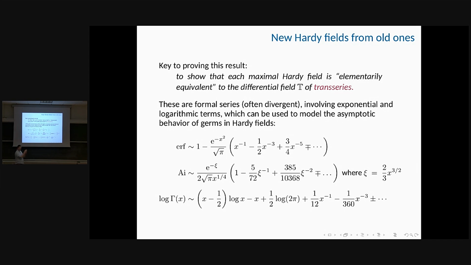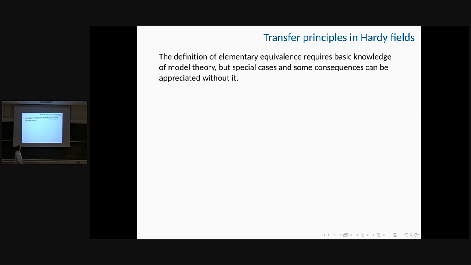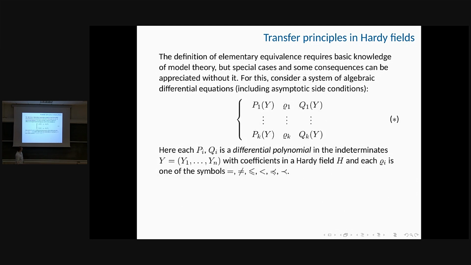They're formal series with real coefficients, and the monomials themselves are transseries, which are somehow simpler than the series whose part they are. Okay, and yeah, this definition of elementary equivalence I don't want to assume. So let me explain what this means in down-to-earth terms using systems of algebraic differential equations. So let's say we have a system, very general, of differential polynomials, maybe now with several indeterminates, and I'm not just looking at systems of equations, but maybe I also have other relations that I want to require. Okay, and the coefficients of these differential polynomials are in the Hardy field, and I'm interested in whether such a system has a solution in H or not.